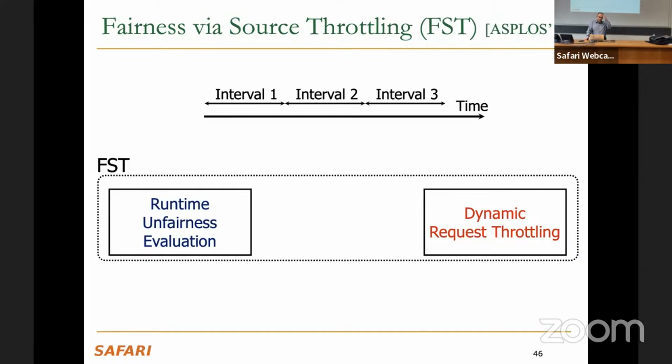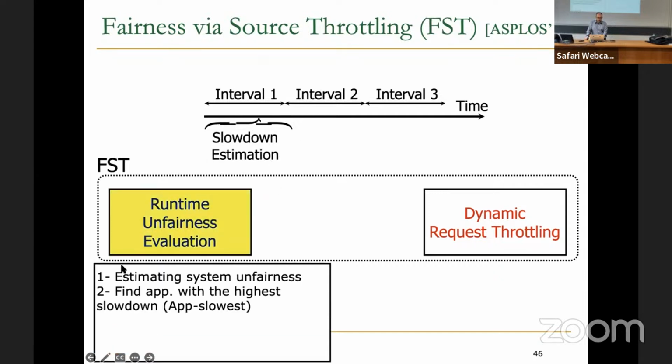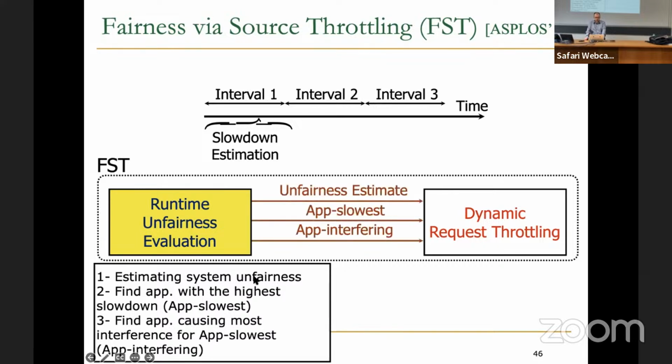So yeah, this fairness via source throttling is a paper also in ASPLOS 2010. We have different intervals. At runtime, you can do this runtime unfairness evaluation. In the first interval, we do a slowdown estimation. We find the application with the highest slowdown, and find the application causing the most interference for that slowest application. We call that application the interfering app, basically.